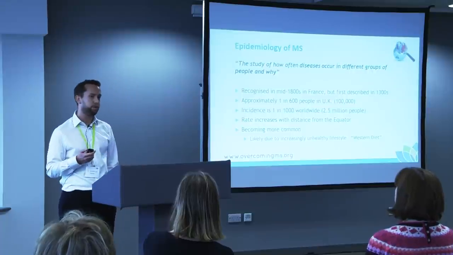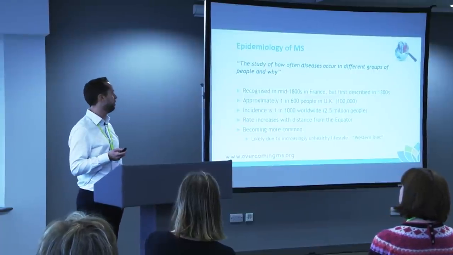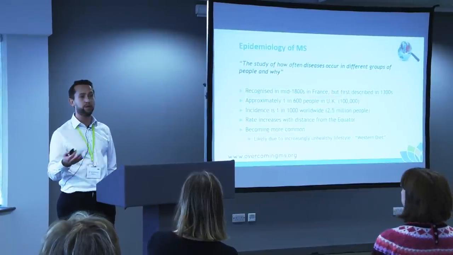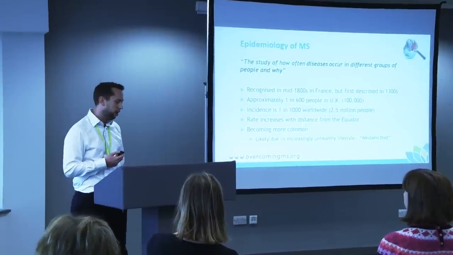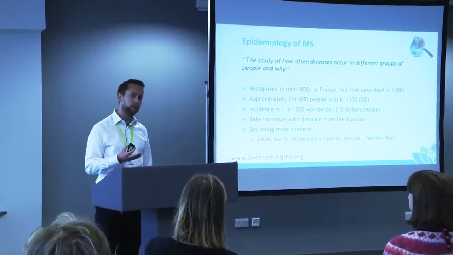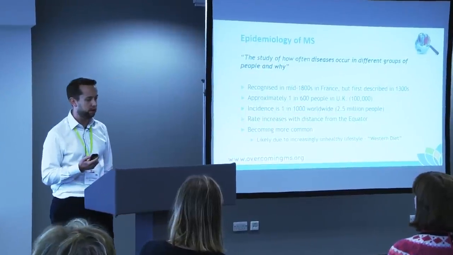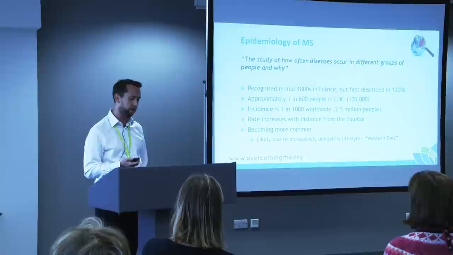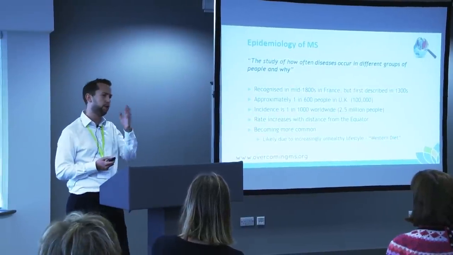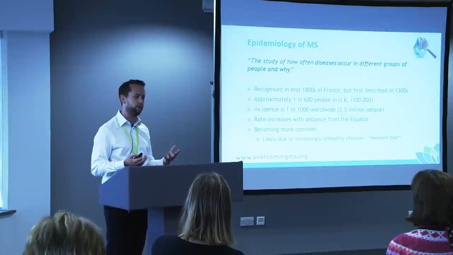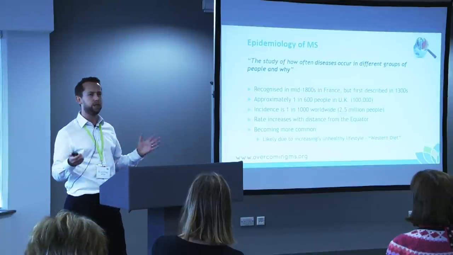I need to tell you a little bit about epidemiology of MS. That's just a fancy medical word for a study of how often diseases happen in certain populations and why they do. With MS, it was first recognized in the mid-1800s in France. A gentleman called Jean-Martin Charcot, who was a French pathologist and neurologist, had a patient who had very strange symptoms of blurred vision, strange eye movements, tremor, speech problems, and he had no idea what she had.